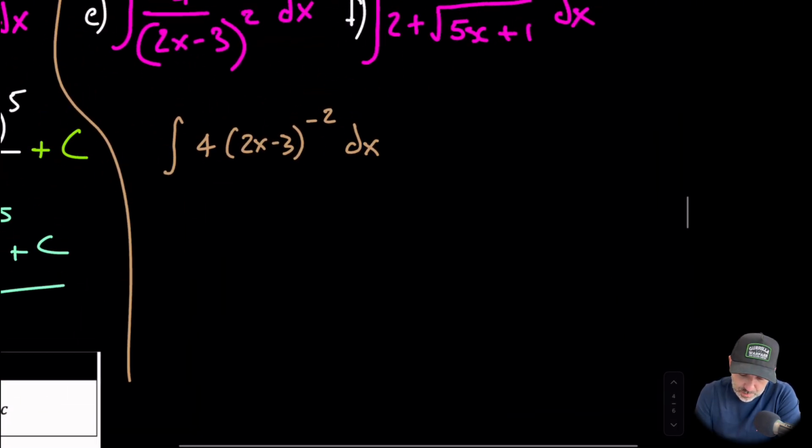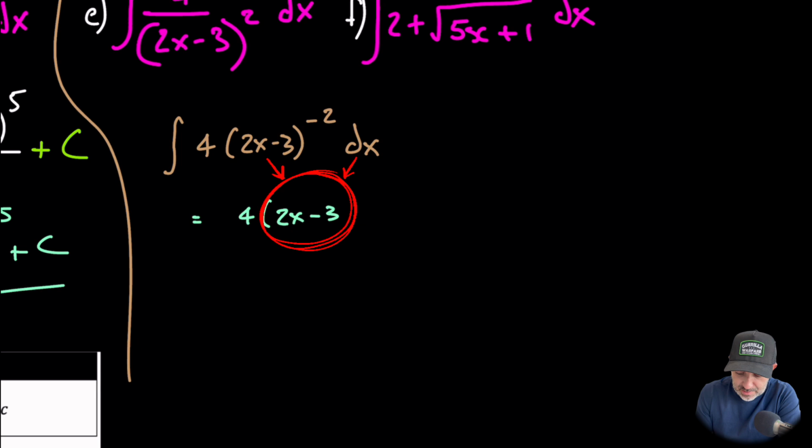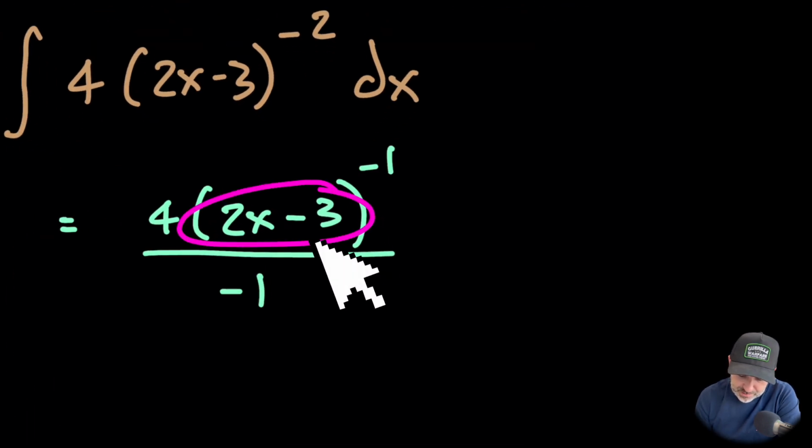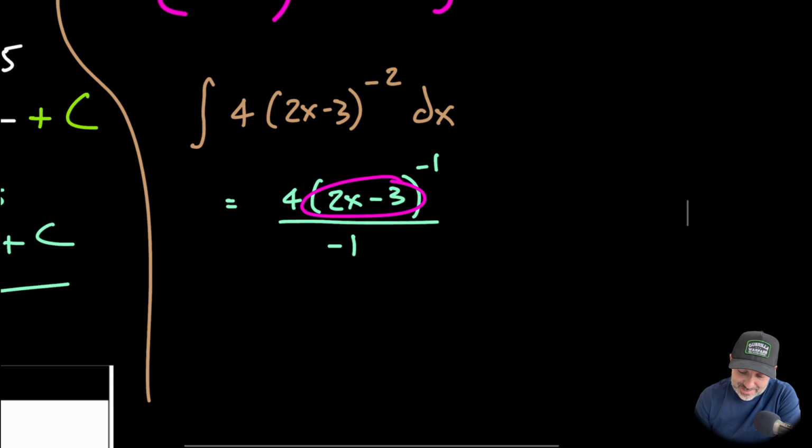So therefore, we will get, okay, so at the moment, I just leave things the same, right? So everything inside this parentheses here just stays the same. So add 1 to the power, that makes that minus 1, not minus 3. And then we divide by minus 1, but then we also divide by the derivative of this, right? And derivative of that is 2.